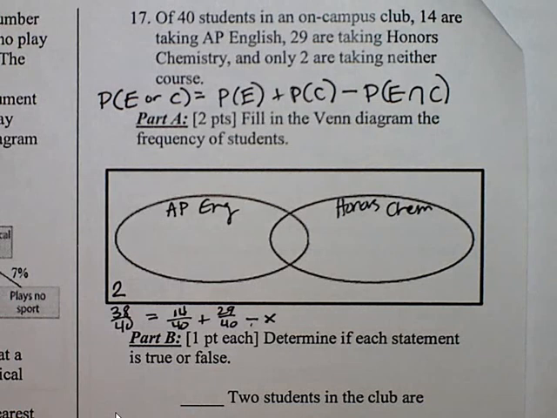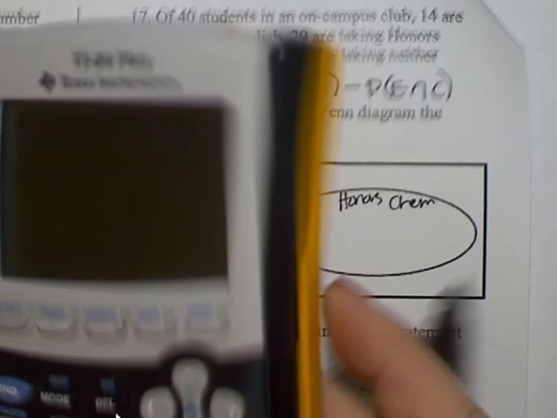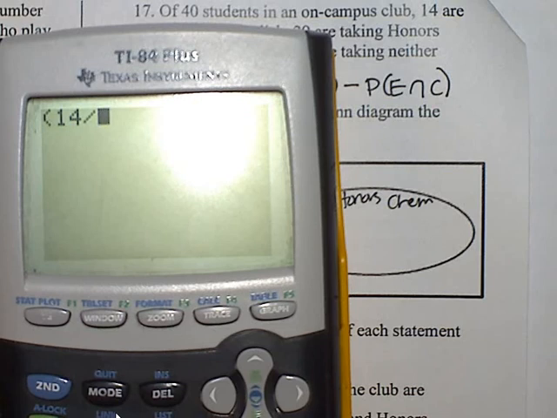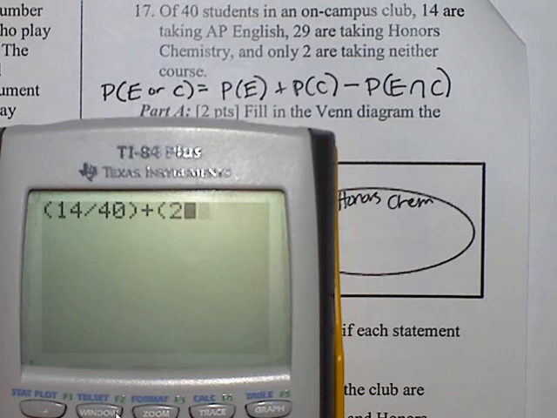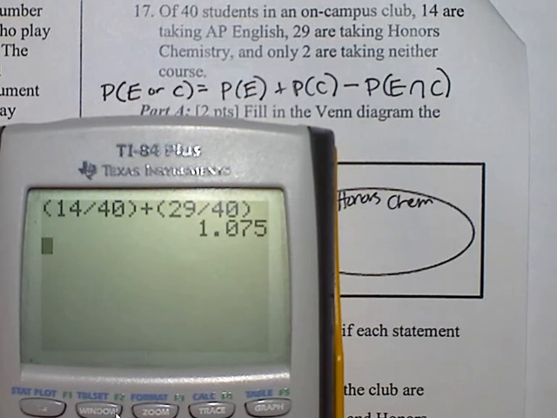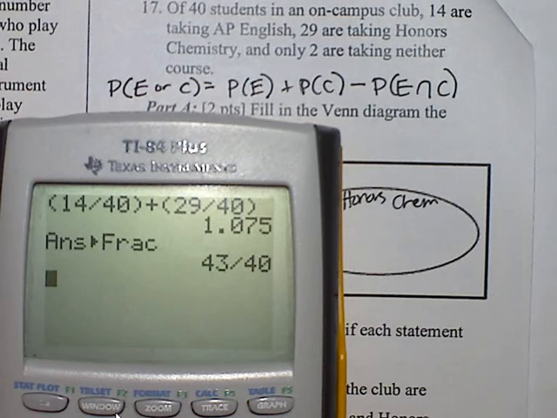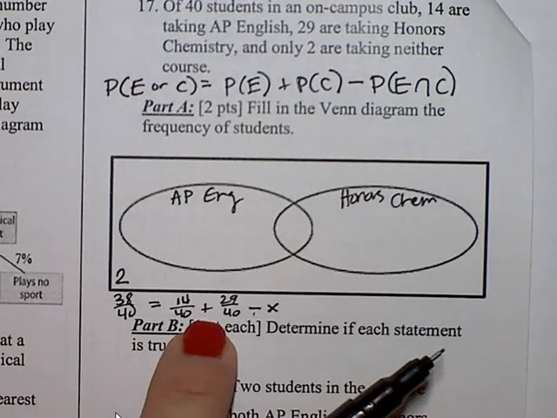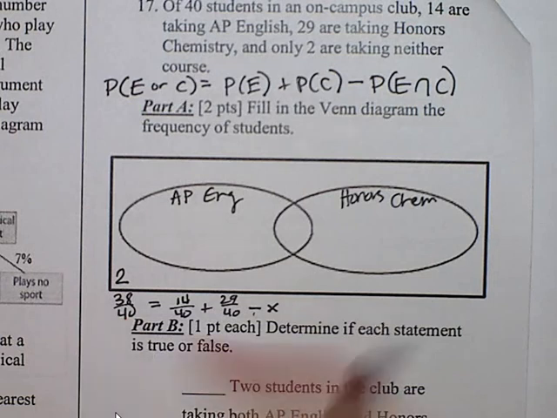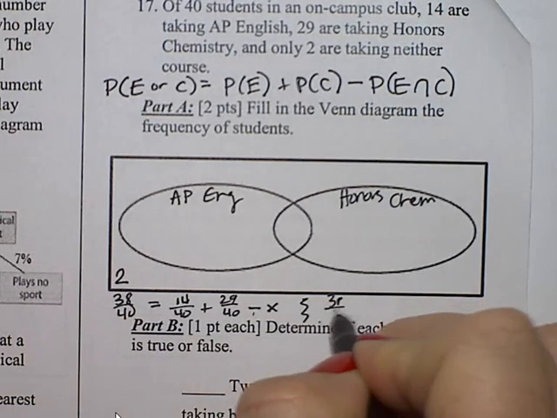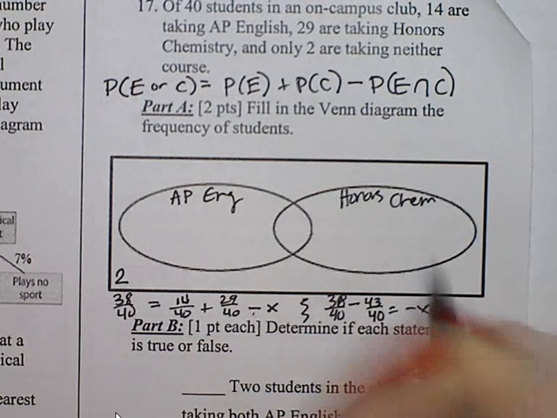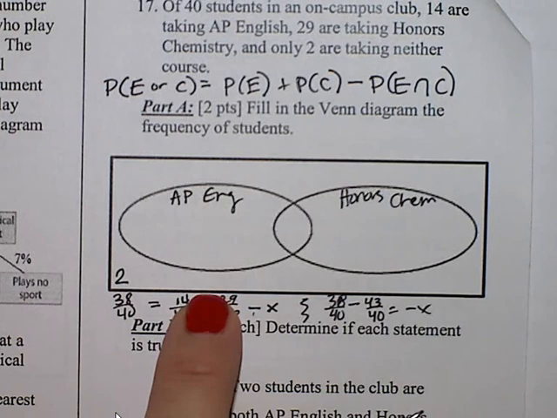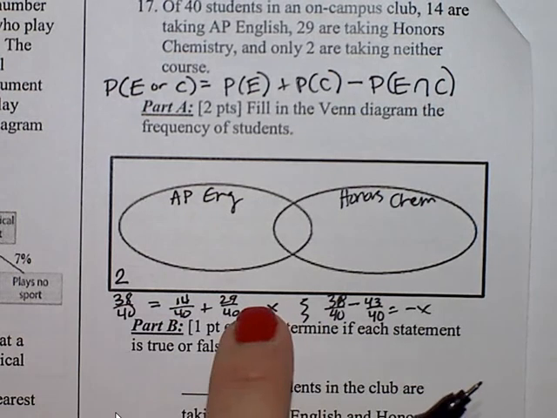So first I'm going to add up the 14 out of 40 and the 29 out of 40. And we end up with 43 out of 40. And I want to take that positive 43 out of 40 and subtract it to the other side. So it looks like 38 out of 40 subtract 43 out of 40 is equal to negative x. Again, I combine these two, they have a positive 43 out of 40, and I'm going to subtract it to the other side so that I can isolate the negative x.